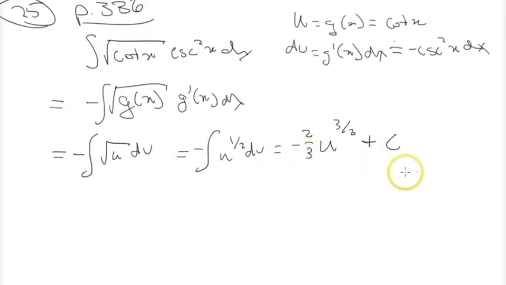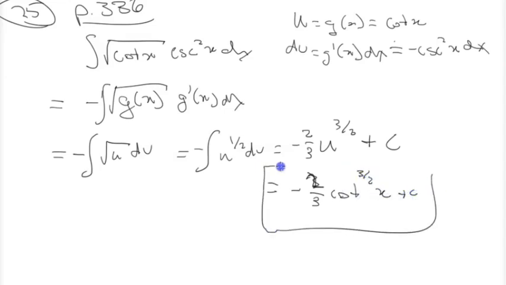And so this is not our final result because the u is just kind of an arbitrary function we've defined. We need to put it back in terms of x, and luckily we have an expression for that right there, u equals cotangent of x, so we just substitute that in. We get negative 2/3 cotangent to the 3/2 x plus c. And that is that integral.